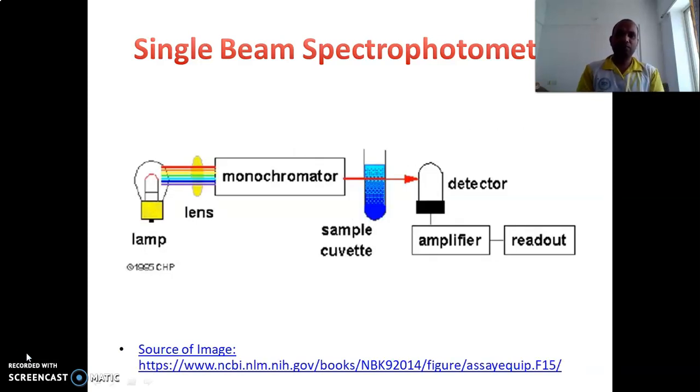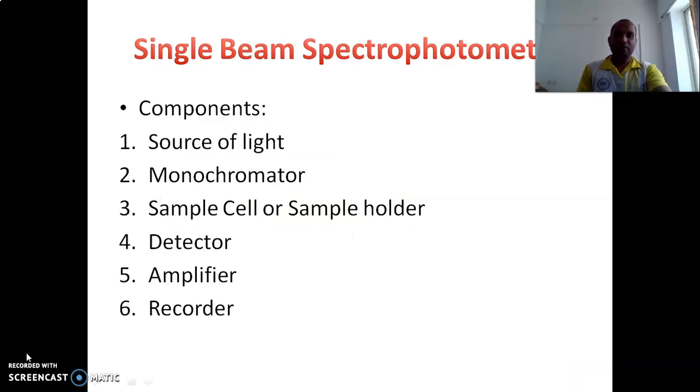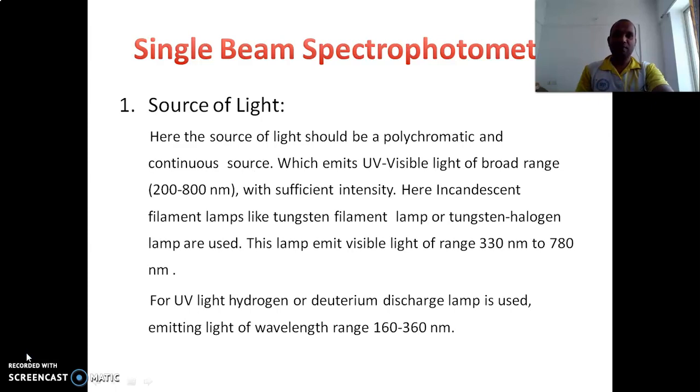Now this is the diagram of a single beam spectrophotometer. The basic components of the single beam spectrophotometer are the source of light, then monochromator, sample cell or sample holder, detector, amplifier and readout device. These are the components of the single beam spectrophotometer. One by one we will discuss each component and the properties of each component. Now we will first start with the source of light.